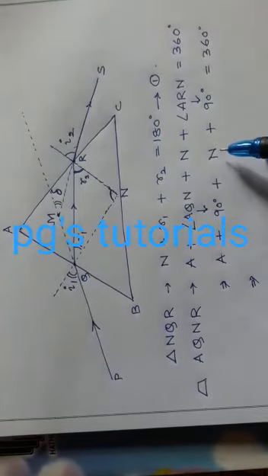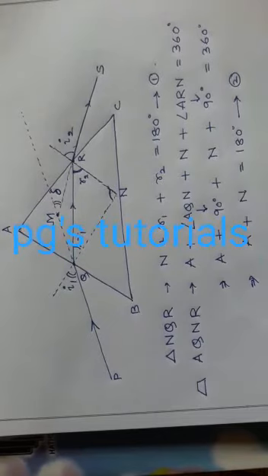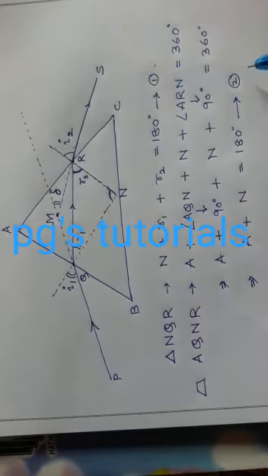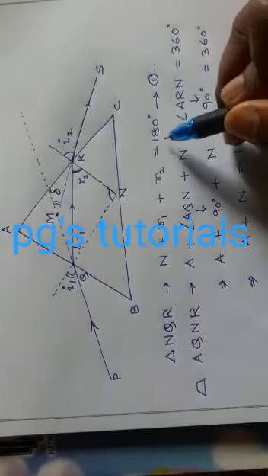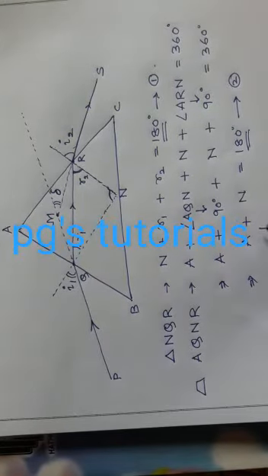Now A plus N will be what? 360 minus 90 minus 90, which is equal to 180 degrees. Now equate equation 1 and 2. Since the right hand side of both the equations are equal, the left hand sides will be equal.